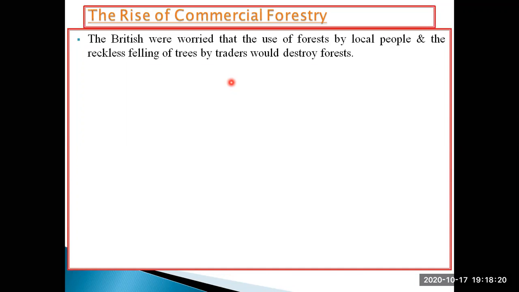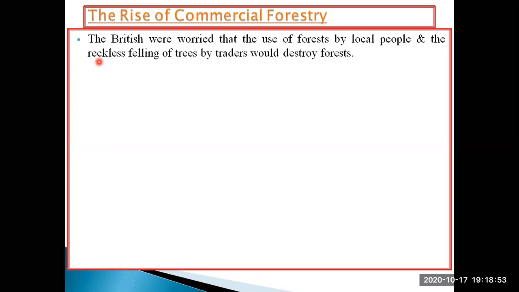The British were worried that the use of forest by local people and the reckless felling of trees. Reckless means unstoppable, है ना? Unstoppable. बिना रुके वो लोग trees को काटते जा रहे थे, है ना? The Britishers were just felling down the trees recklessly, means unstoppable, by their traders, would destroy forests. They were worried that the Indian forest would also be destroyed like their oak forest, and Indian forest would also disappear in a mean of time, in 2 years or 3 years.